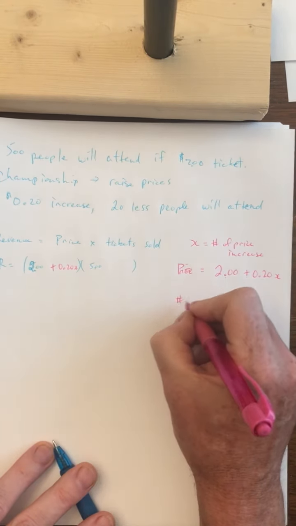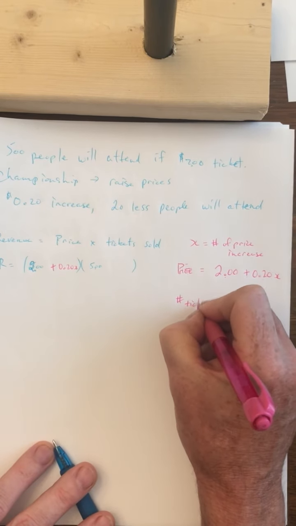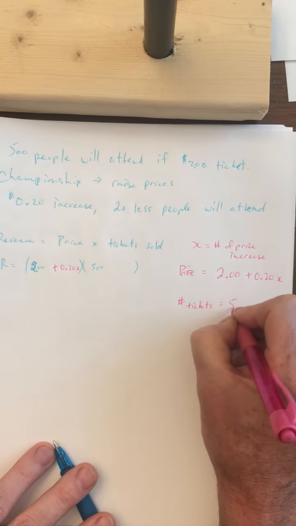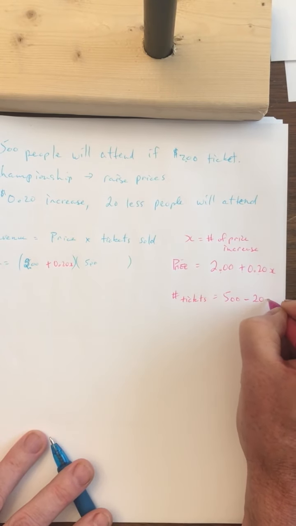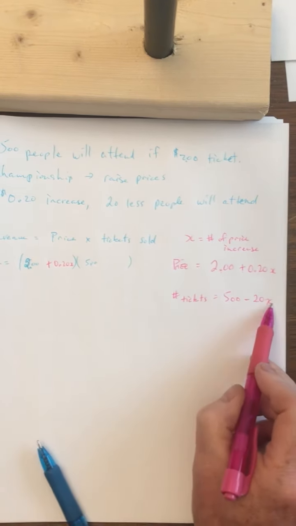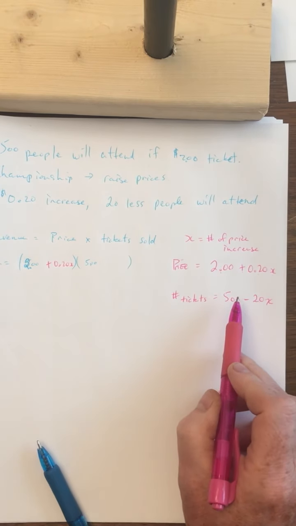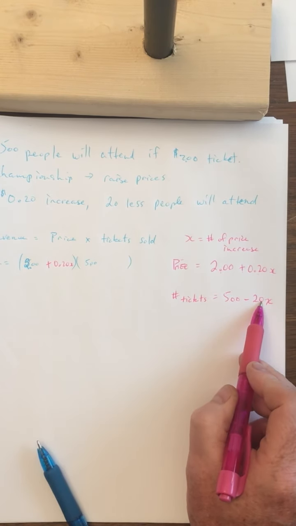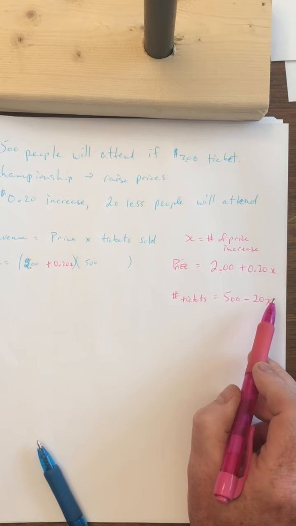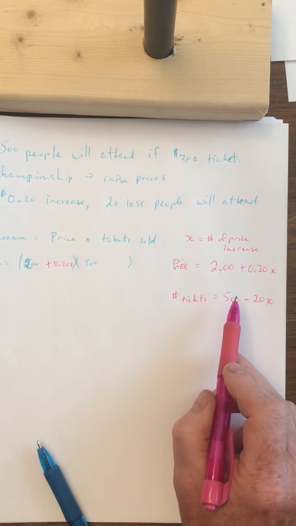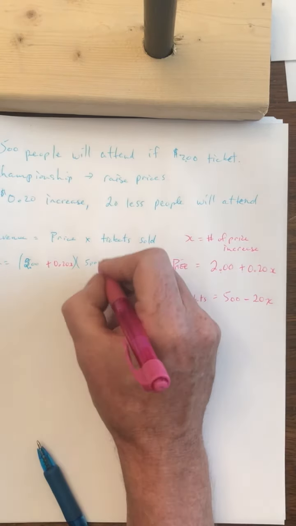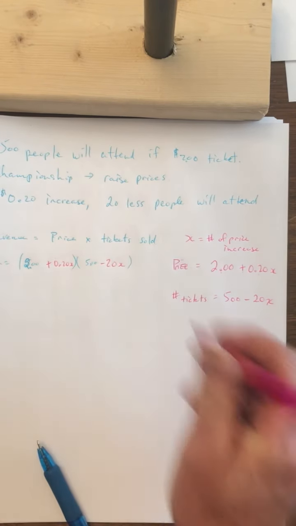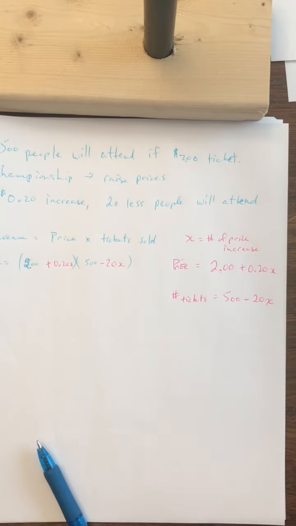And we know the number of tickets sold normally is 500, but it will go down 20 for every price increase. So if you have one price increase, it'll go down 20. So 500 minus 20 is 480. Two price increases, it'll go down 2 times 20, which is 40. So 500 minus 40 is 460. So we can build that into the equation as well. And now, let's solve this equation.